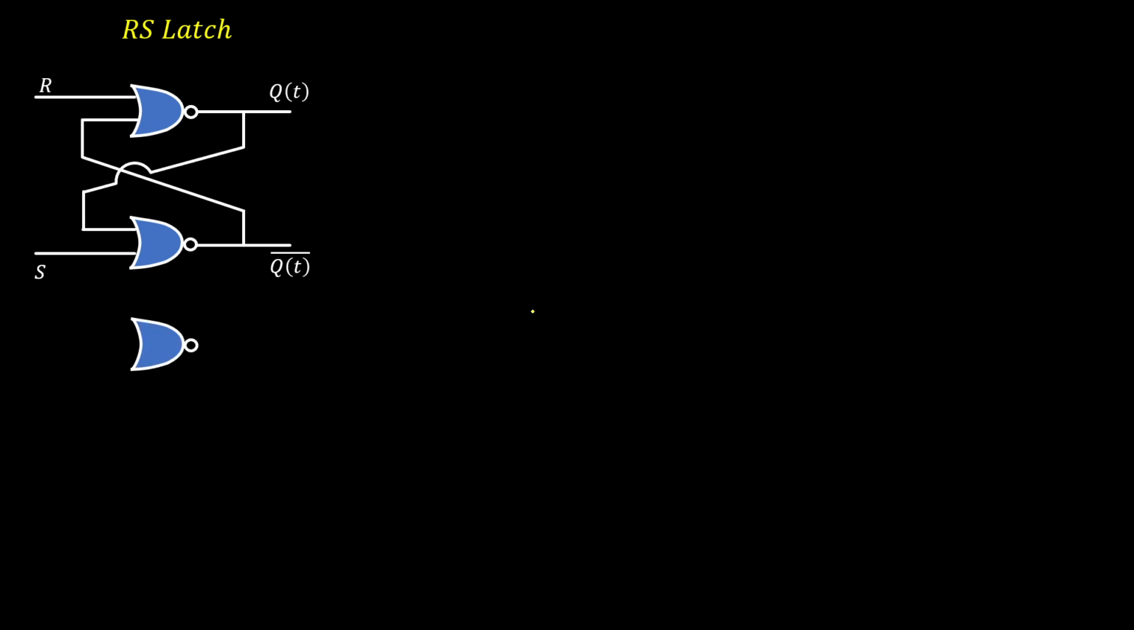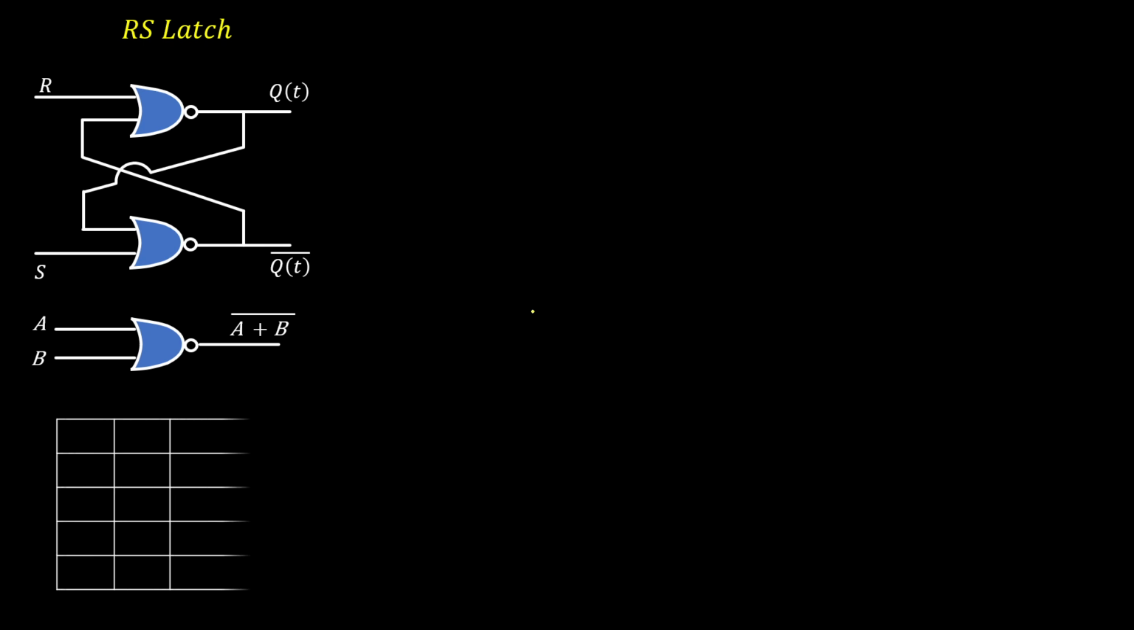So in a NOR gate we have two inputs A and B and the output is (A plus B) bar, which is A NOR B. Now we can make the table for this NOR gate. Inputs are A and B and output is (A plus B) bar. If inputs are 0 0, then output is 1. For input 0 1, output is 0. For input 1 0, output is again 0. For input 1 1, output is 0.